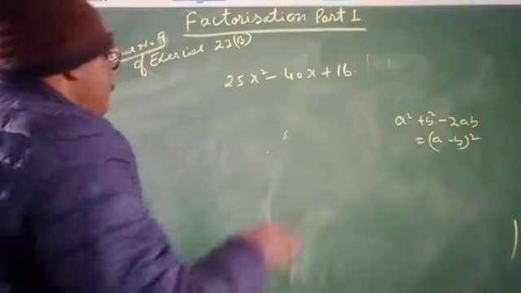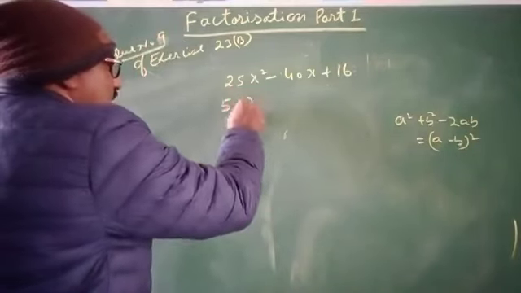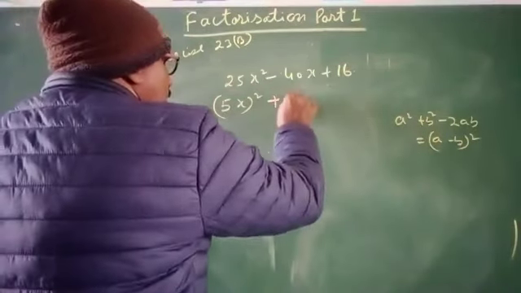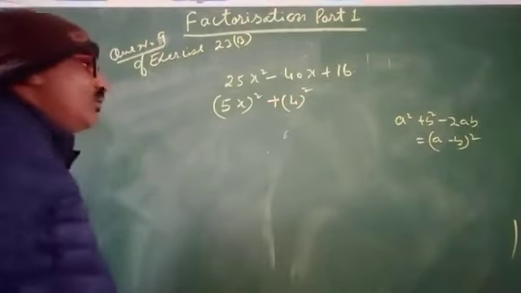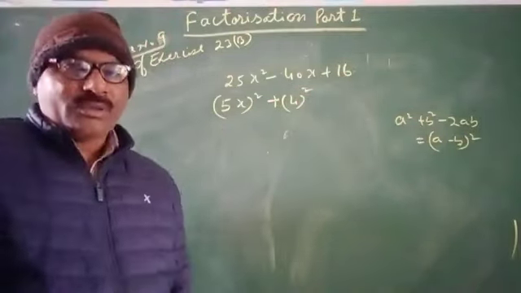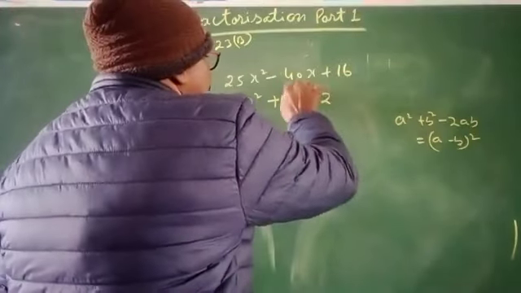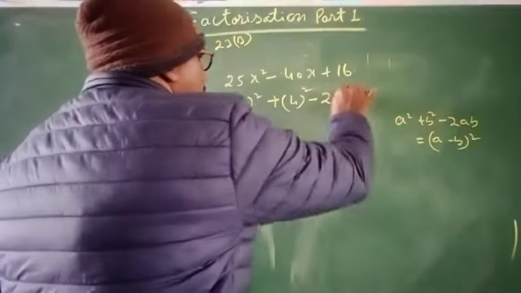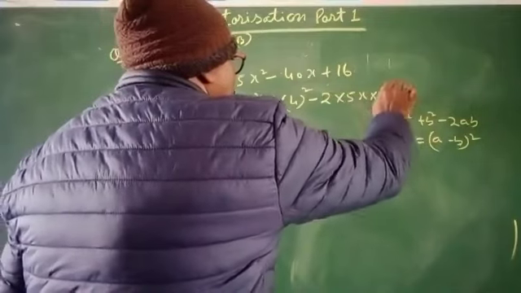Here you see that 25x square is the square of 5x, and 16 is the square of 4. So we write 5x whole square plus 4 square minus 2 and 40x. We can write 2 multiply 5x multiply 4.